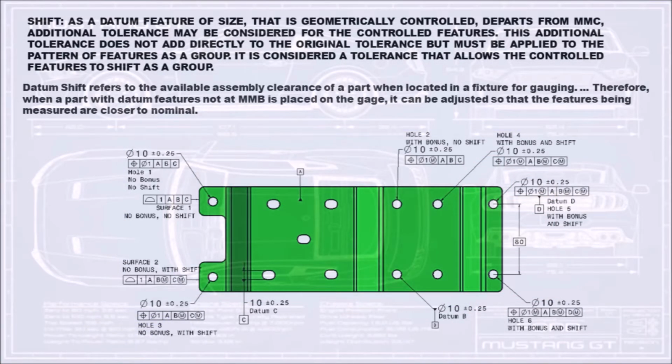What is a shift in GD&T? As a datum feature of size that is geometrically controlled departs from MMC, additional tolerance may be considered for the controlled features. This additional tolerance does not add directly to the original tolerance but must be applied to the pattern of features as a group. It is considered a tolerance that allows the controlled features to shift as a group. Datum shift refers to the available assembly clearance of a part when located in a fixture for gauging. Therefore, when a part with datum features not at MMB is placed on the gauge, it can be adjusted so that the features being measured are closer to nominal.